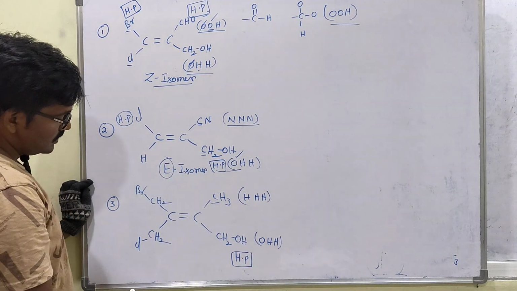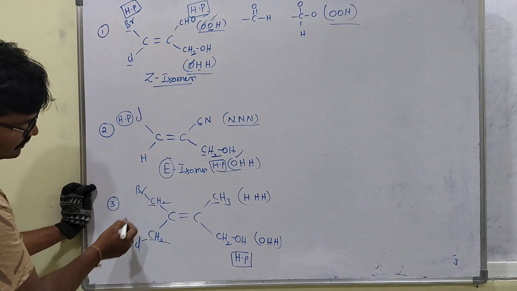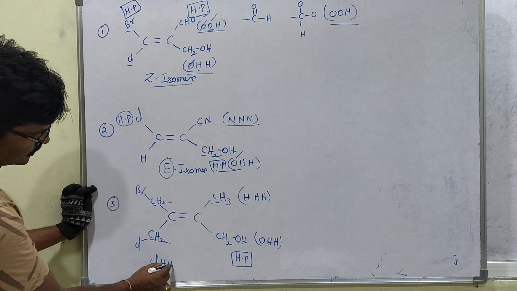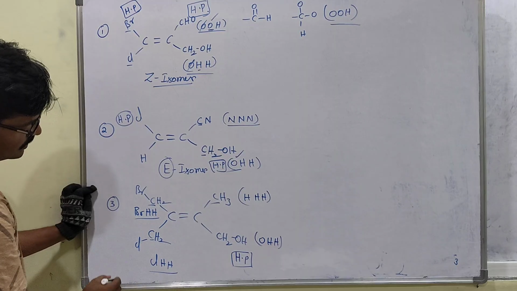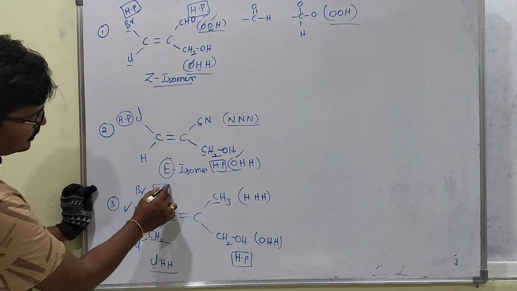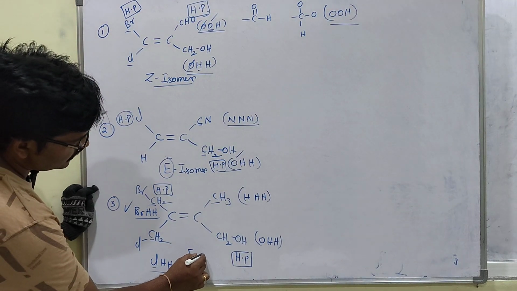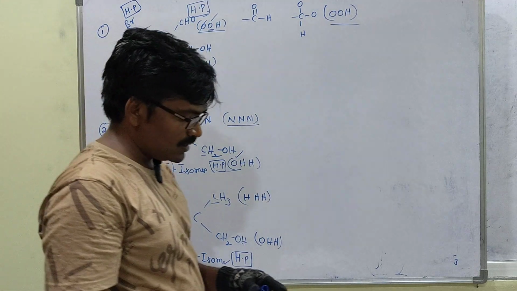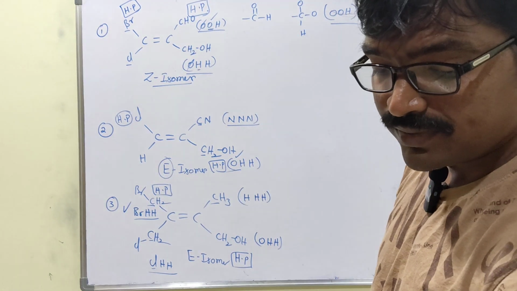Then what about this? Here the carbon is the same. Then of course the next atoms are chlorine, hydrogen. Then bromine, hydrogen. So chlorine and bromine are the higher priority. So these are the higher priority groups. Then even this is also an E isomer. Yes, understand, my dear students? I hope you understand what is E and what is Z isomer.